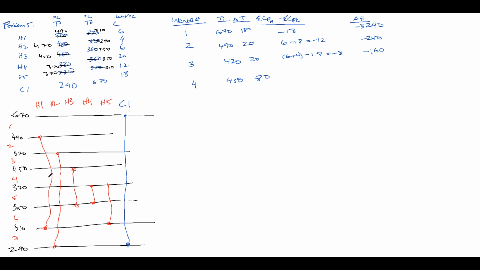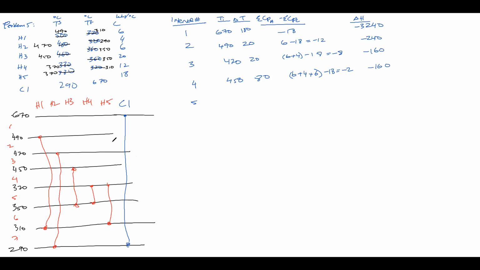Summation of CP hot, I have H1, H2, H3. CP equal to C1. So H1 is 6 plus H2 is 4 plus H3 is 6. CP equals minus 18, so with 10 plus 6, 16 minus 18 is minus 2. Minus 2 by 80 is minus 160.